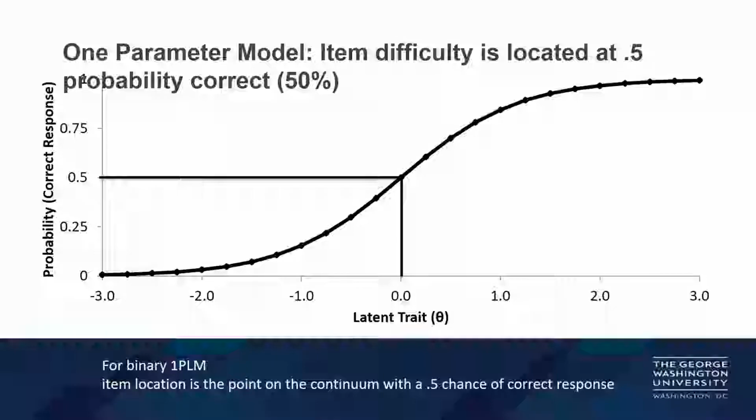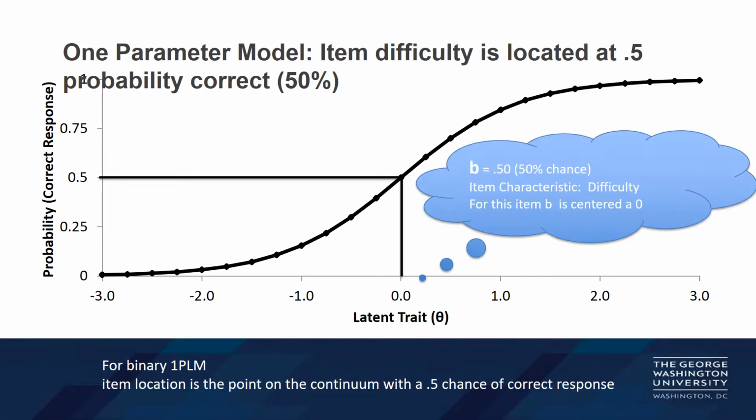So let's set up an example of a one parameter model where we have one item, its difficulty is located at 0.5, which means at that level we have a 50% chance of getting that item correct. This is a binary one parameter logistic model. We say that the difficulty or item location is at the point of 0.5. This means that B equals 0.5, 50% chance of getting it correct. The item characteristic is difficulty. And we would find that B is centered at 0.